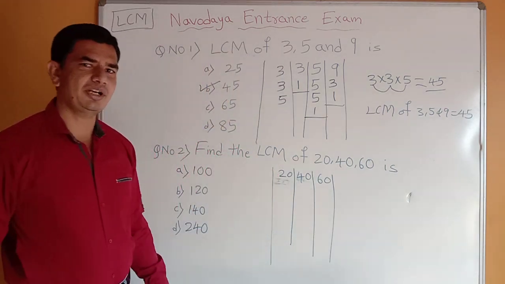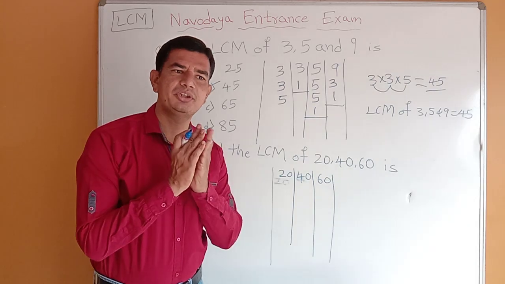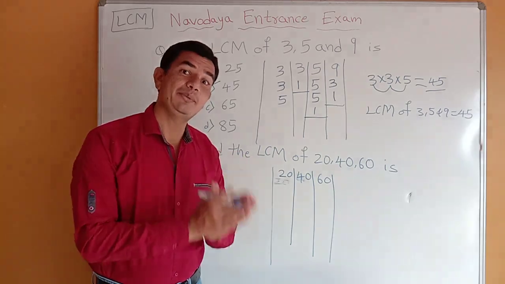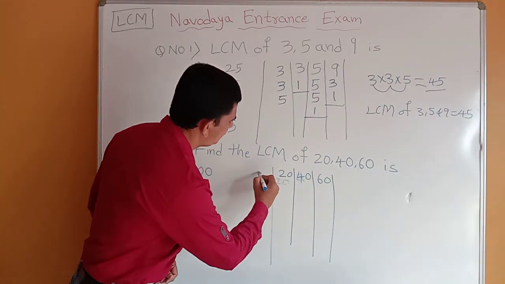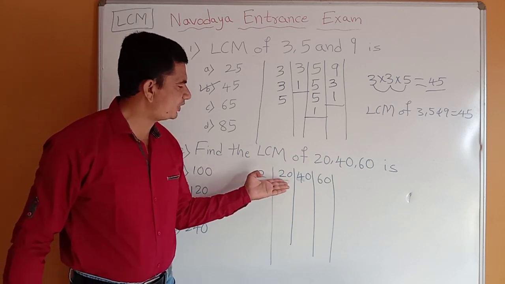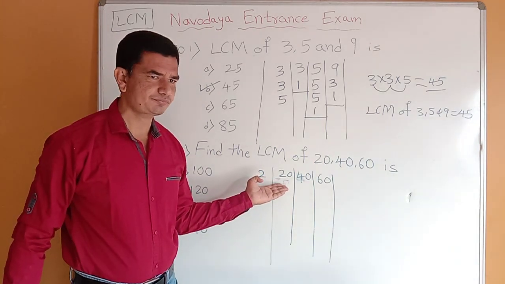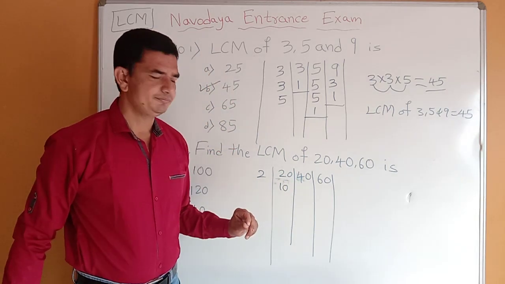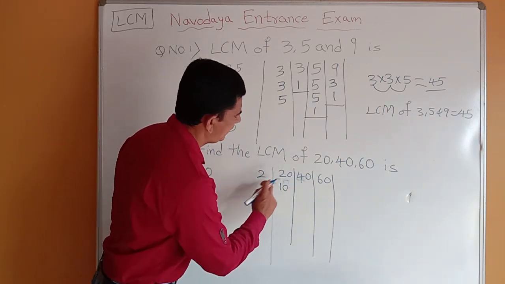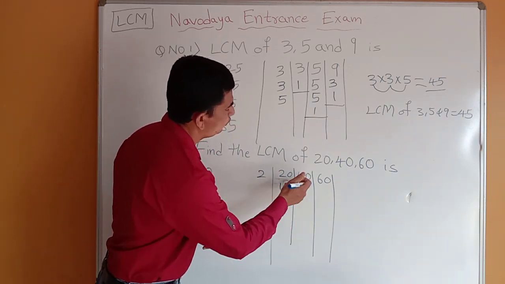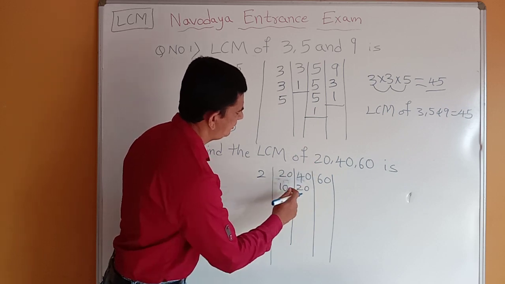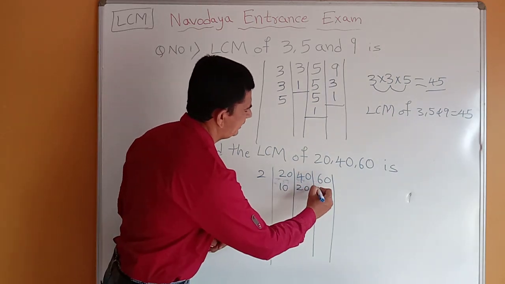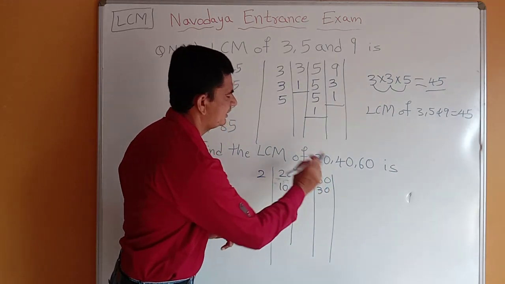From which number can we start? All the numbers are even, so we can start with 2, because even numbers are divisible by 2. In the 2 table, 20 is there. 2 tens are 20. 2 how much is 40? Here we can do it directly. 2 twos are 4 and 0, means 2 twenties are 40. Here also we can use the technique. 2 threes are 6, 0, means 2 thirties are 60.